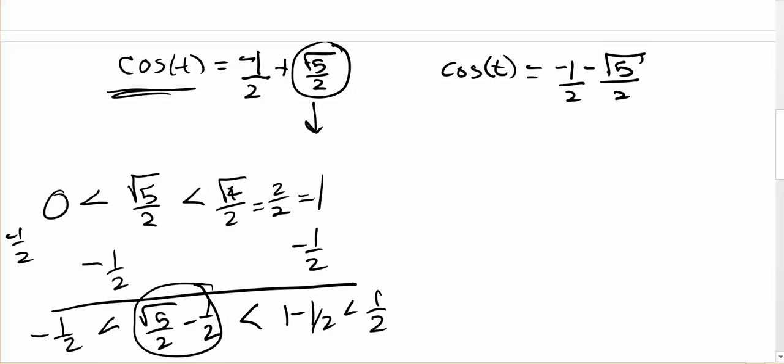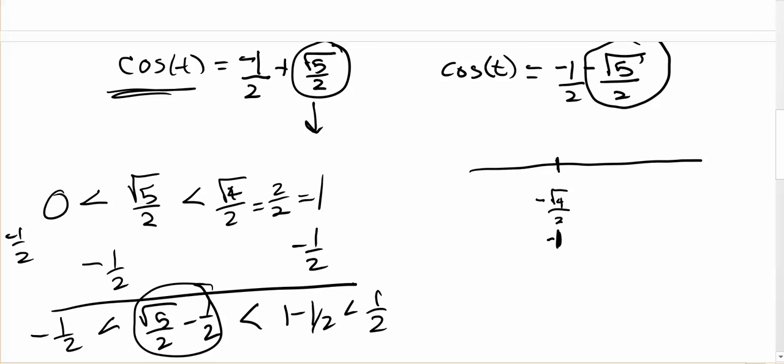For this other one, I'm going to take a different approach. I'm going to plot on the number line a negative square root of 4 over 2, which is a negative 1. Now, this negative square root of 5 over 2 is more negative than negative square root of 4 over 2, so we'll just put it out here: negative square root of 5 over 2.